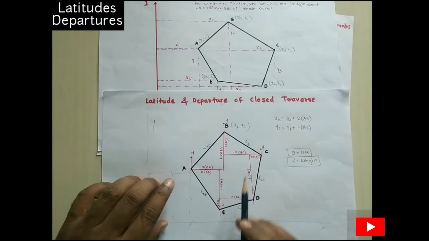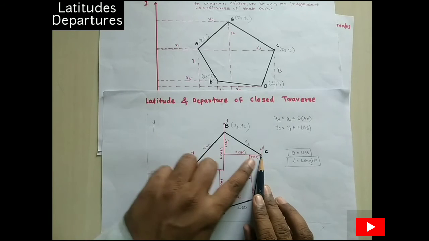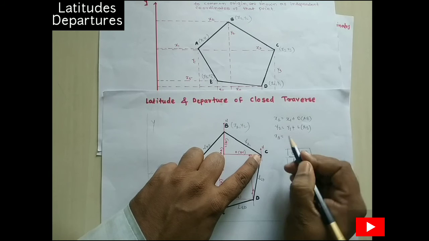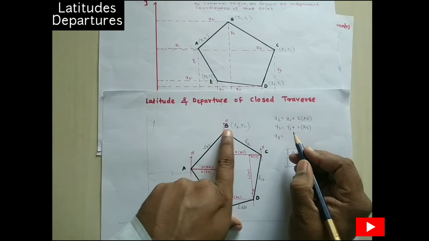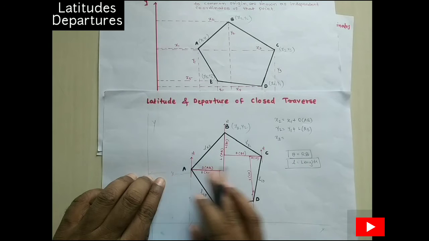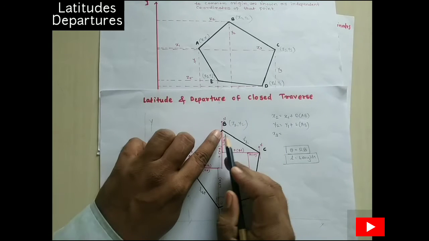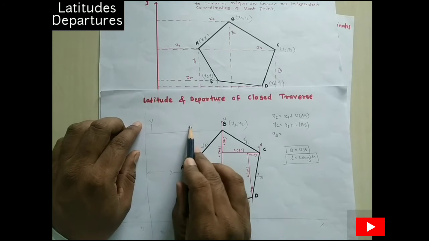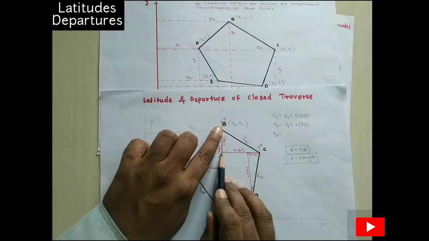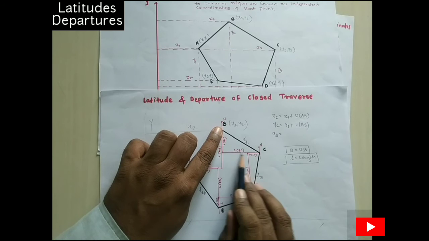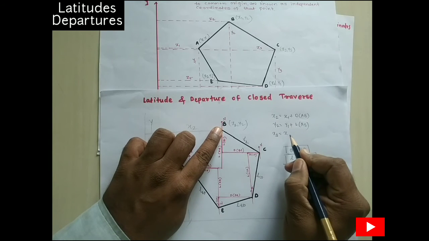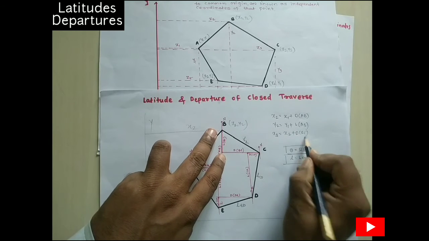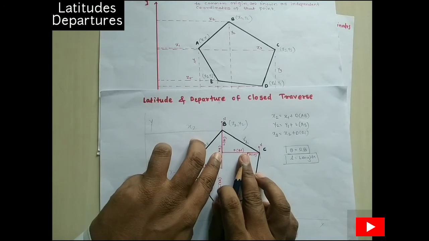Similarly, for point C, if you want the coordinate of C, then x3 is equal to, now here x2 is known to you. From up to this direction you know the value of x2. Then adding the departure of BC, for x3 you have to do x2 plus departure of BC. We can directly determine the value of the departure of BC.